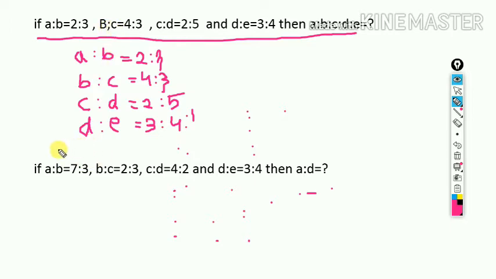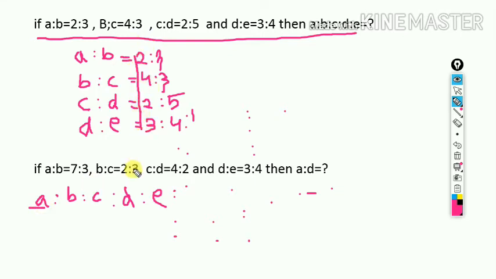Okay, B is to C. Then you have to find A is to B is to C is to D is to E. You did not get the concept. Look here. To find A, what will you do?